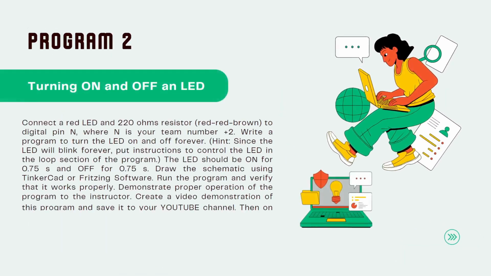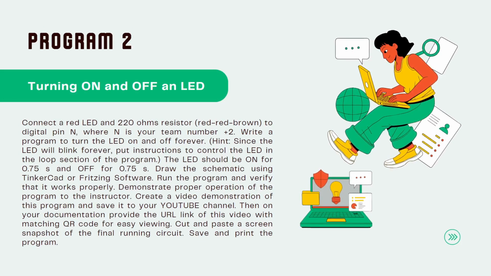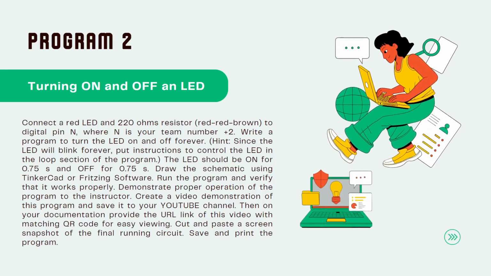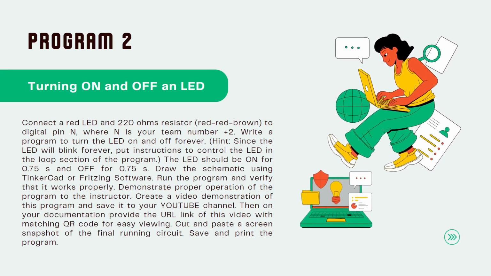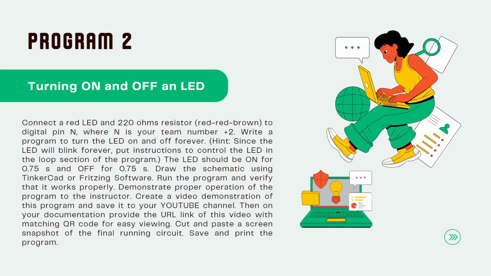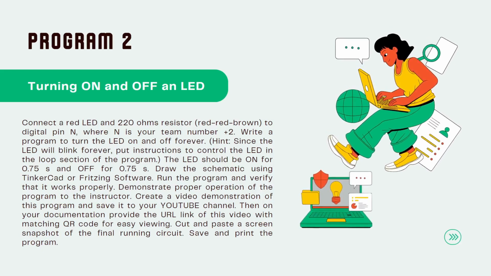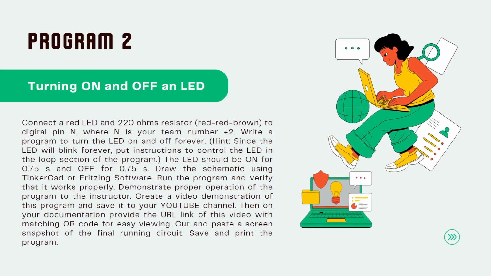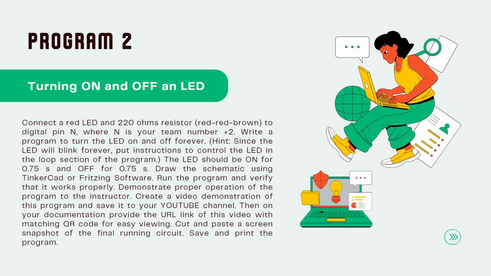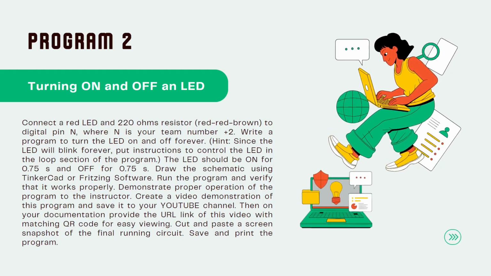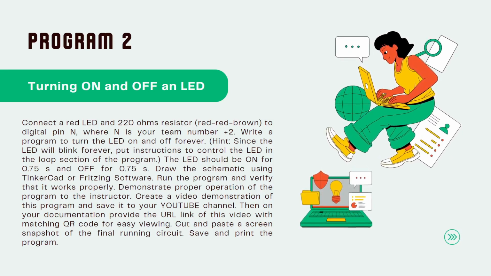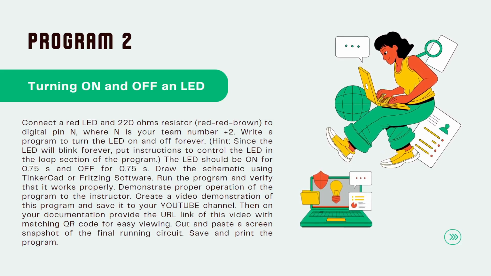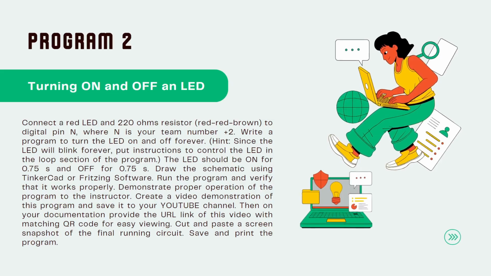Program 2 instructs you to connect a red LED and a 220 ohm resistor to digital pin N, where N is your team number plus 2. You'll then write a program to turn the LED on and off indefinitely. Remember to include instructions to control the LED within the loop section of the program, since the LED will blink forever. The LED should be on for 0.75 seconds and off for 0.75 seconds. Don't forget to draw the schematic using Tinkercad or Fritzing software, run the program to verify proper operation, and demonstrate its functionality to the instructor.